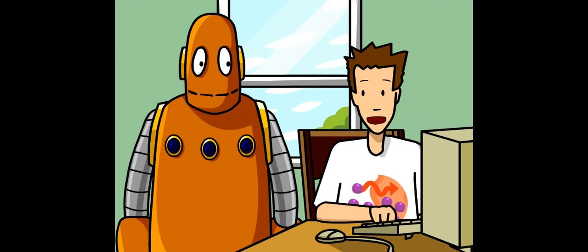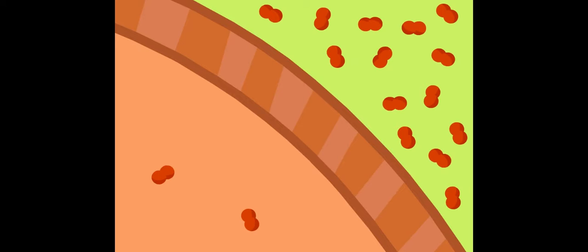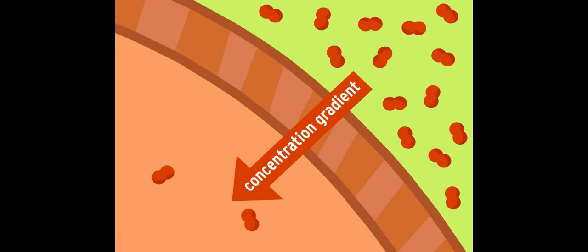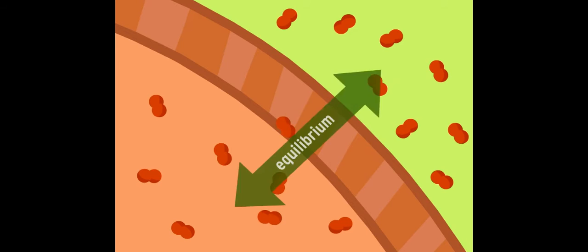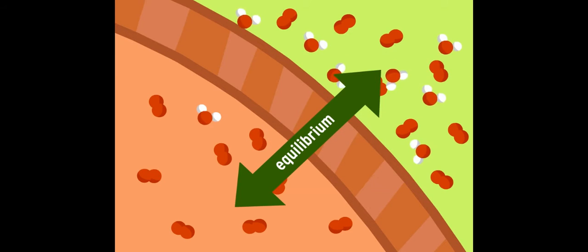How does diffusion relate to our cells? Okay, let's say there are more oxygen molecules outside a cell than inside. Because oxygen can pass through a cell membrane, diffusion will even out the concentration of oxygen molecules inside and outside the cell. That's how our cells get the oxygen and water they need to survive.